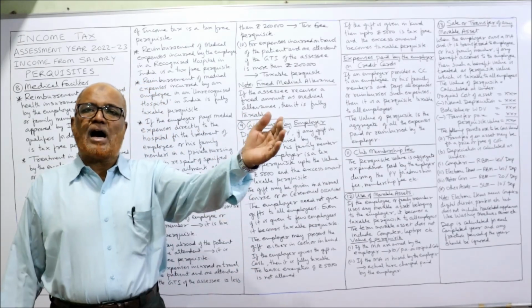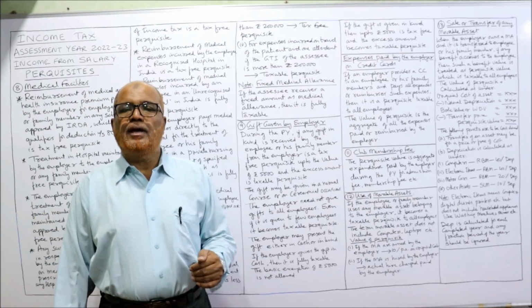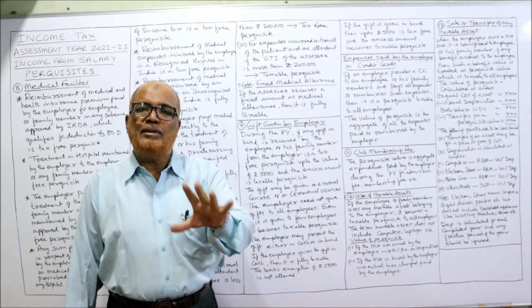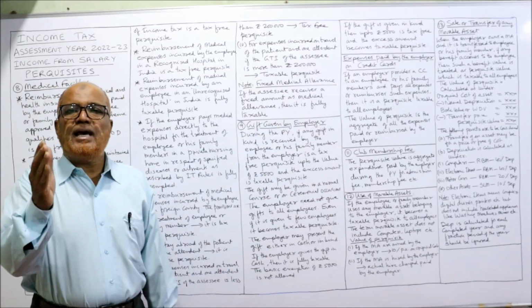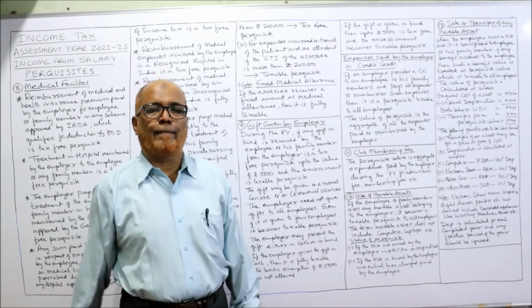Suppose the movable asset is hired by the employer and given to the employee. In that case, whatever hire charges are paid by the employer will be the value of the perquisite. Now the last, 13th case, is sale or transfer of movable asset to the employee.